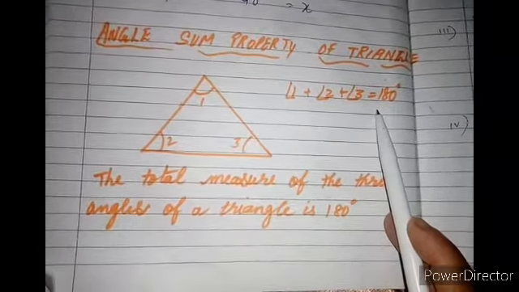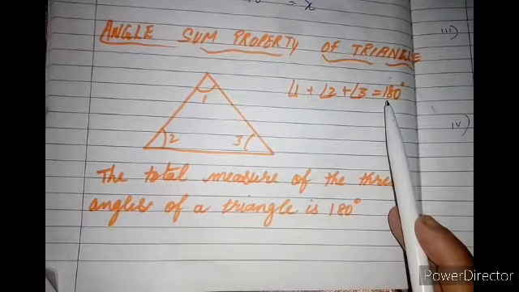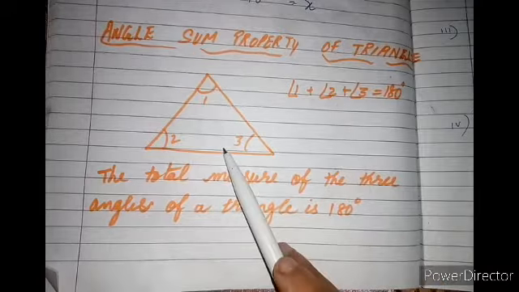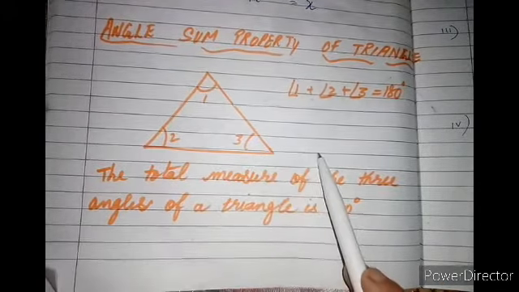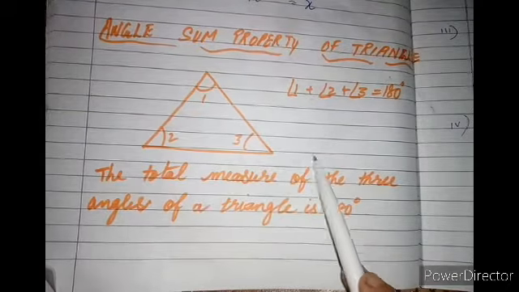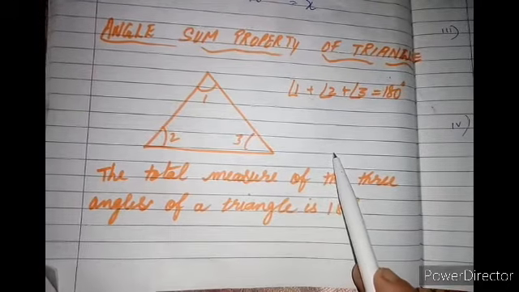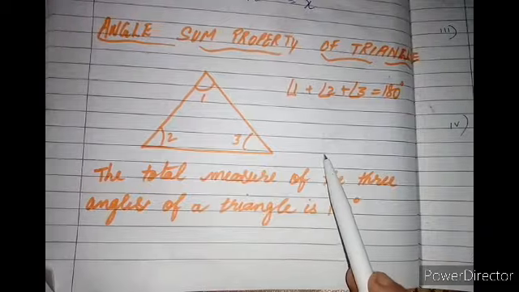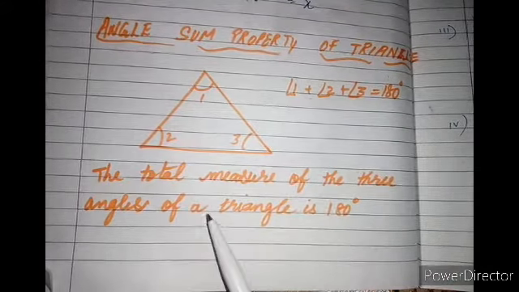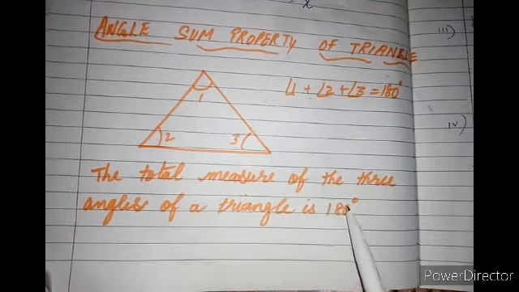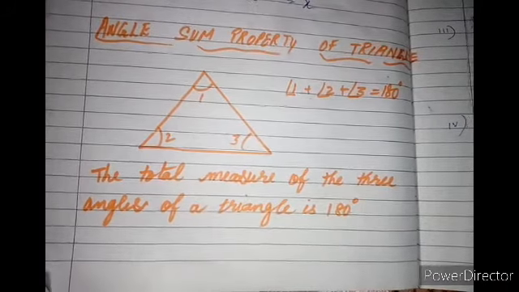This we have done in practical also, कि अगर आप तीनों ट्राइंगल बनाओ, उसके तीनों एंगल्स को कट करो और एक पॉइंट पे अगर आप करोगे, they will lie in a straight line which shows that they form an angle of 180 degree. The total measure of the three angles of triangle is 180 degree.